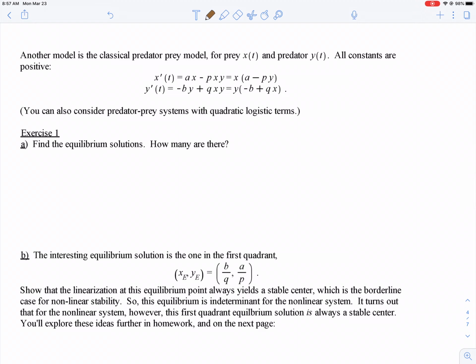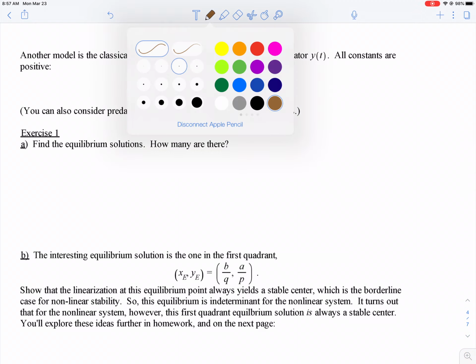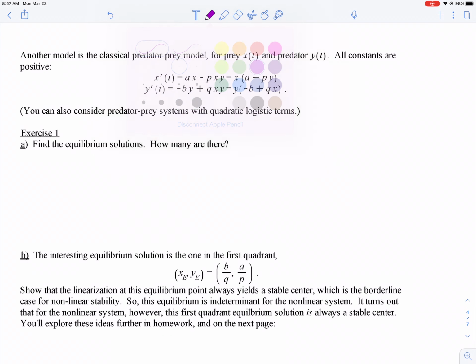Now let's talk about the predator-prey model. Actually, it's one of a number of predator-prey models. You'll notice there's no logistic terms in this one. There could also be quadratic logistic terms. There's homework problems like that, although I didn't assign them this year.